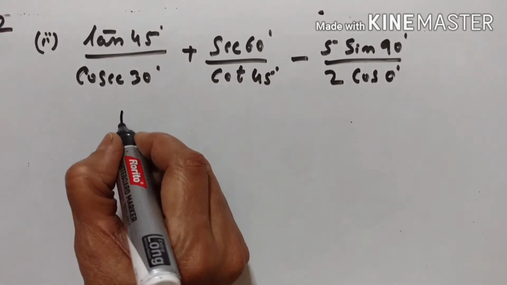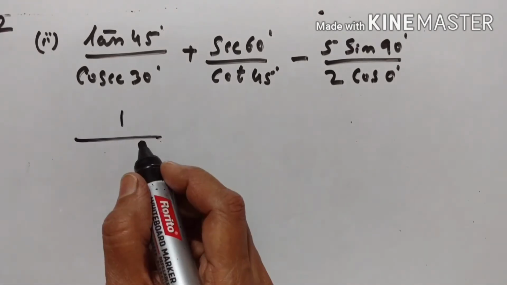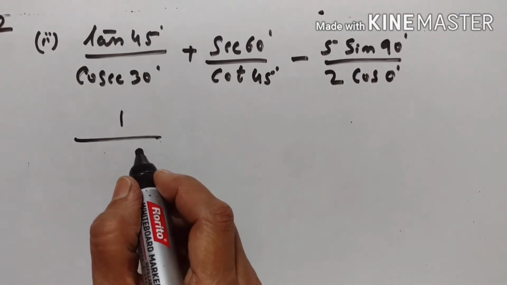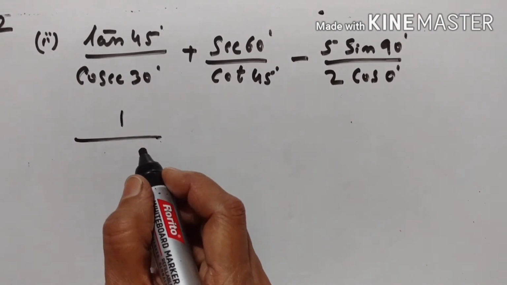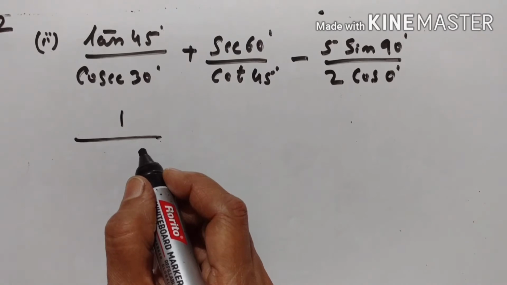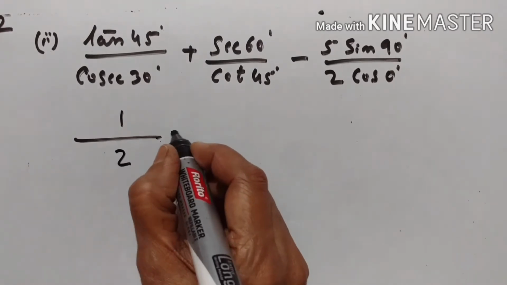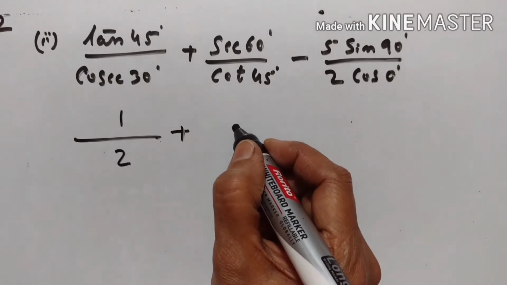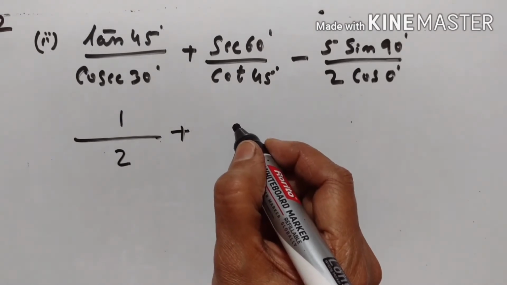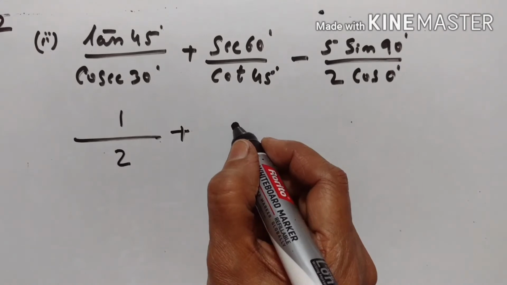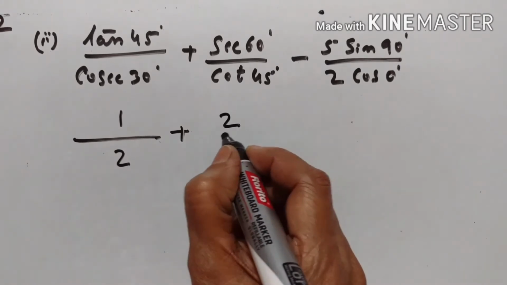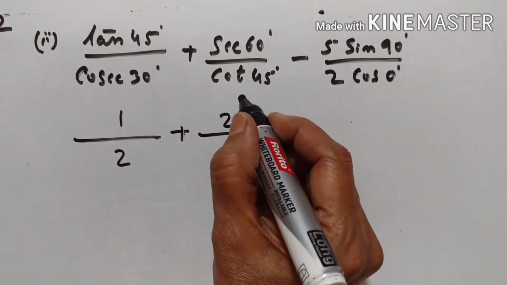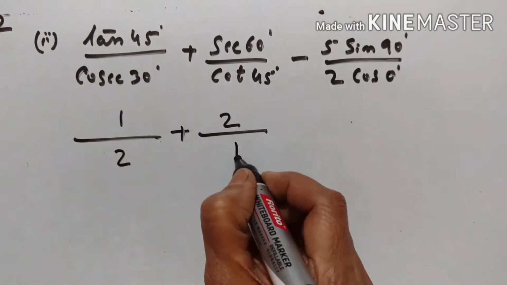Tan 45 is equal to 1 upon cosec 30. Sin 30 is equal to 1 upon 2. Cosec 30 is equal to the reciprocal of 1 upon 2, that is 2, plus sec 60. Cos 60 is equal to half. Therefore, sec is the reciprocal of cos, so the reciprocal of half is equal to 2. Cot 45: tan 45 is equal to 1. Reciprocal is equal to 1.